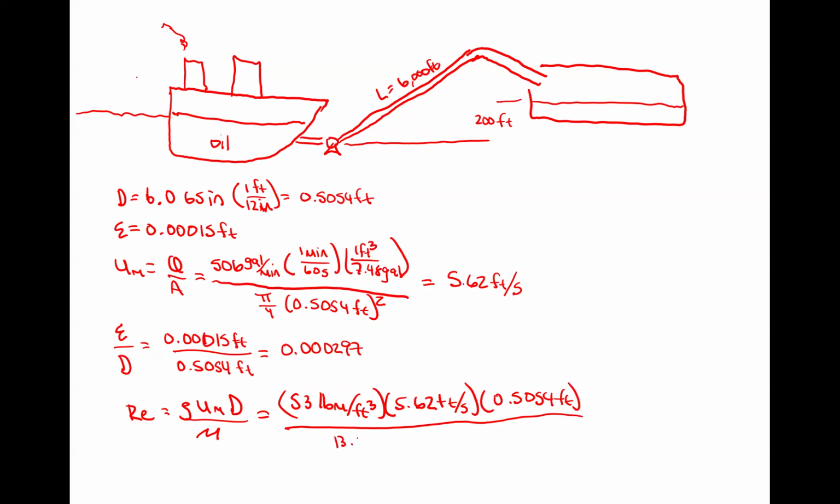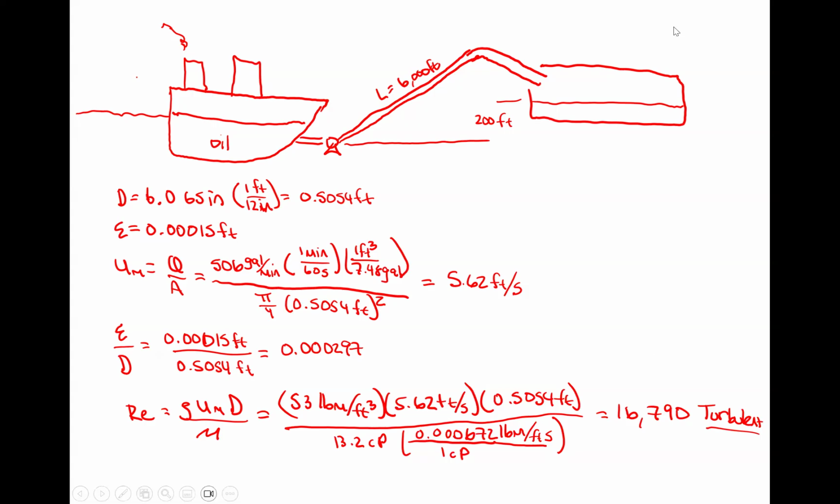Divided by 13.2 centipoise. Now a centipoise is equal to 0.000672 pound mass per foot second. And that is the conversion that we need to do in order to cancel out all these units. Okay? That gives me 16,790. And that means that this is a turbulent flow.